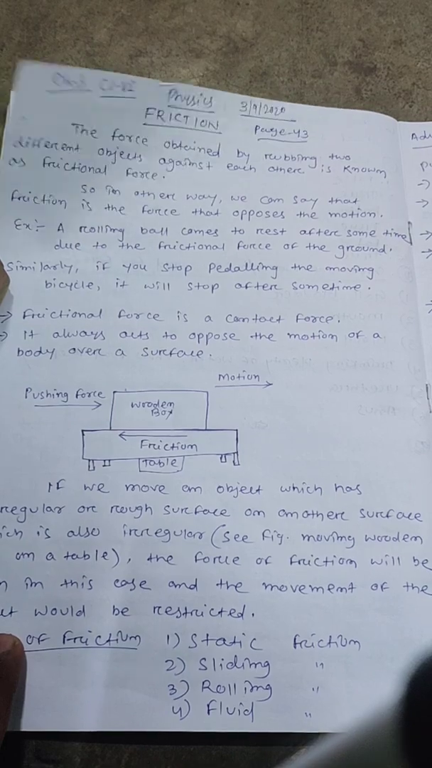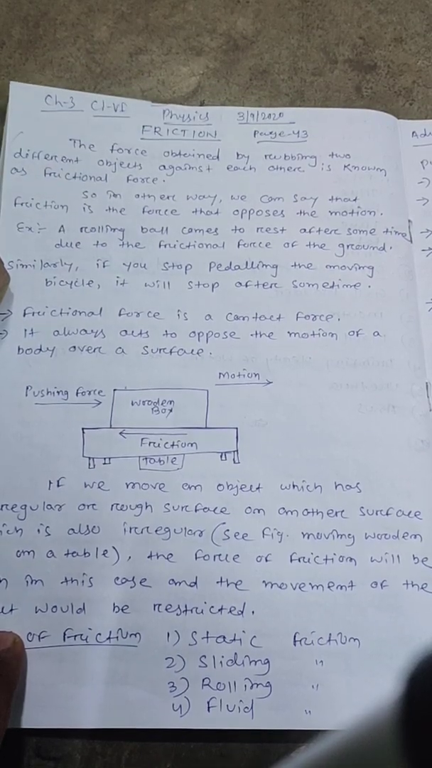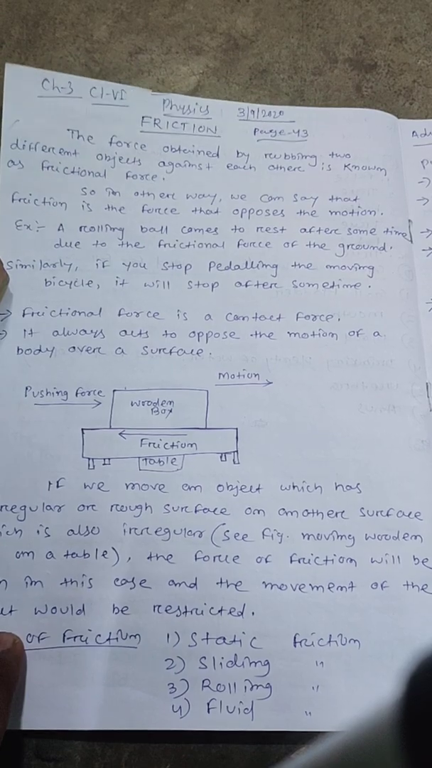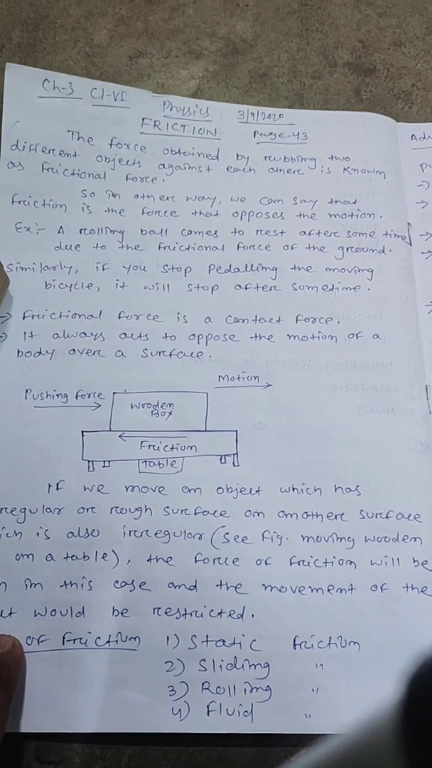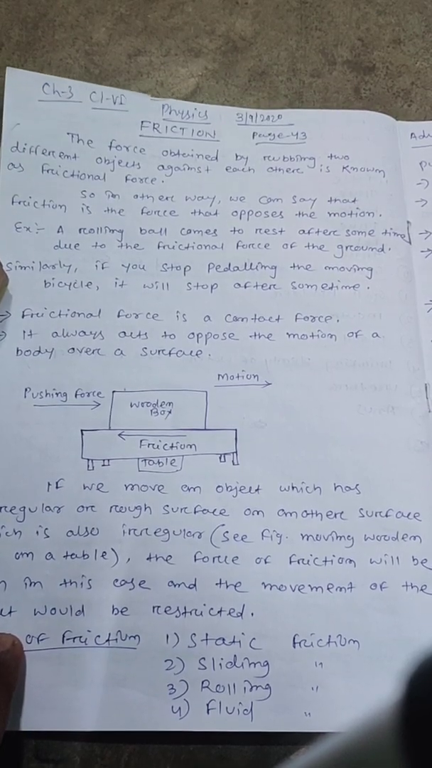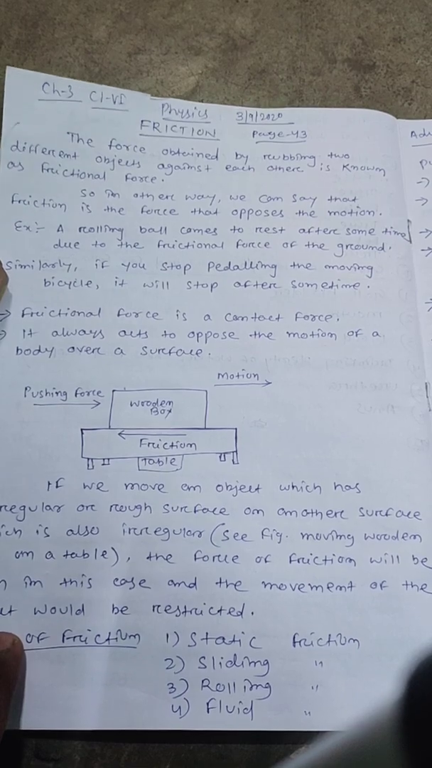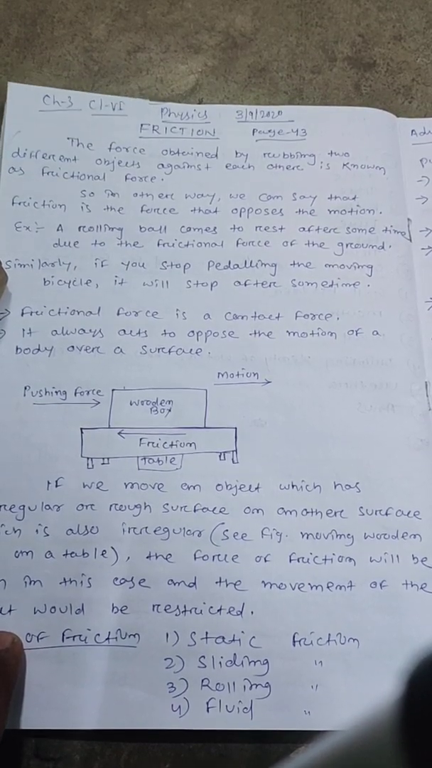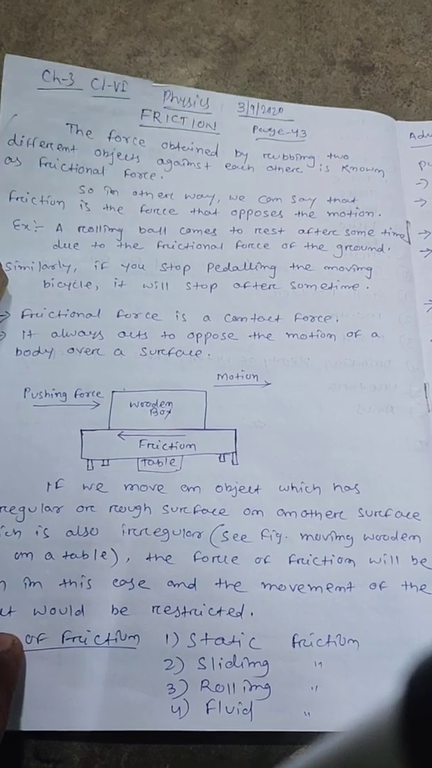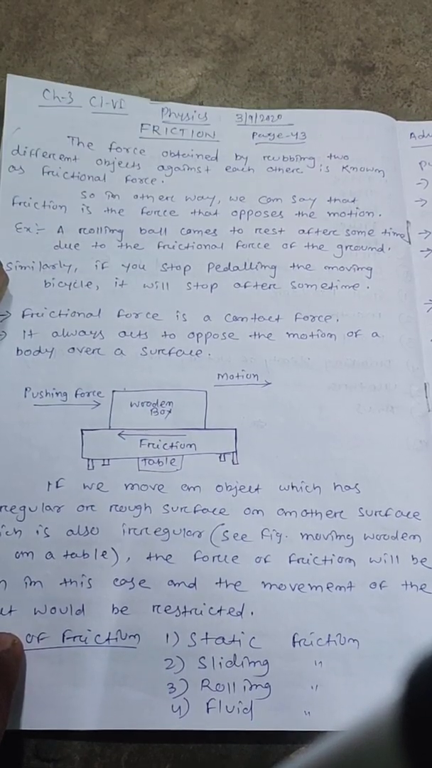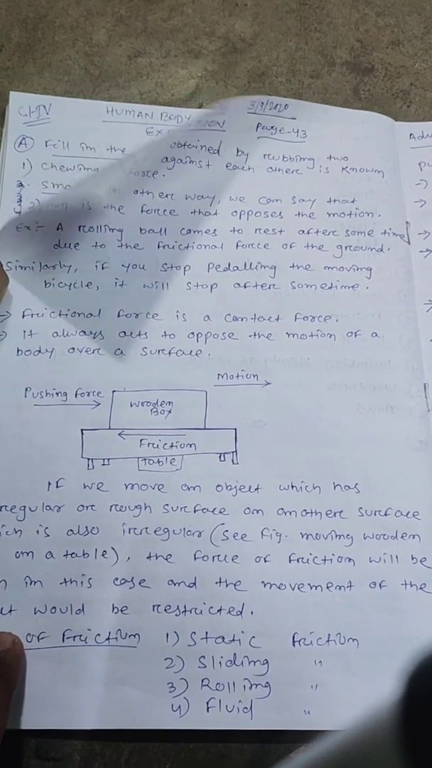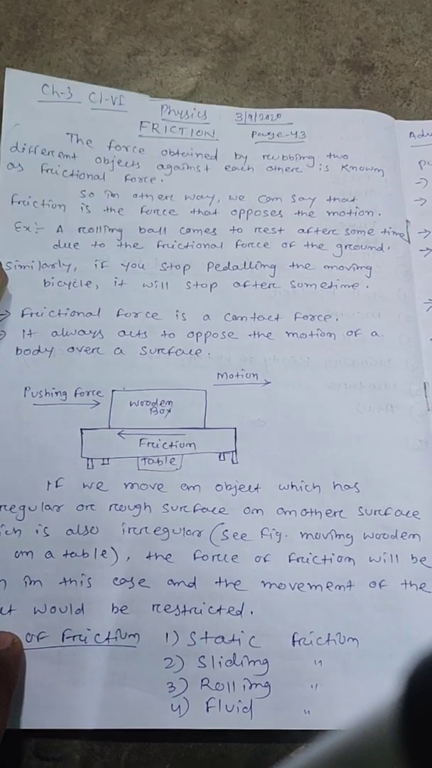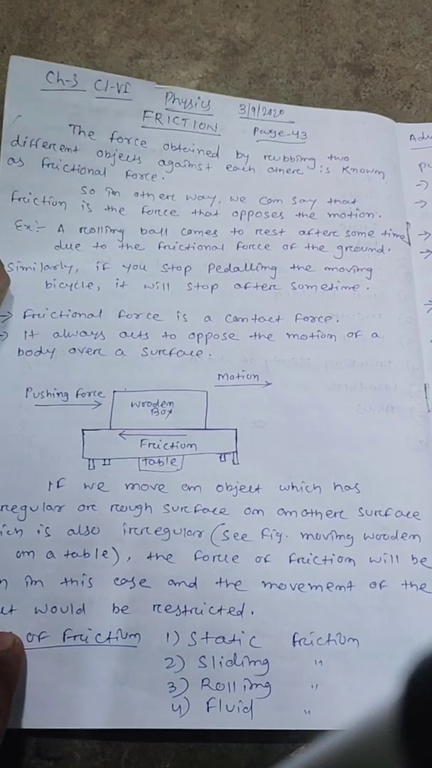The frictional force is the rubbing of two different objects against each other. In another way, we can say that friction is the force that opposes the motion between two objects. For example, a rolling ball, or we can say a football, comes to rest after some time due to the frictional force present on the ground.